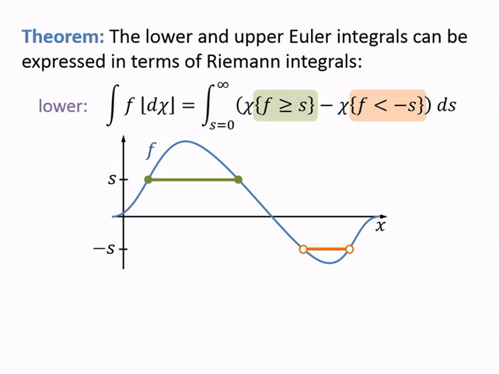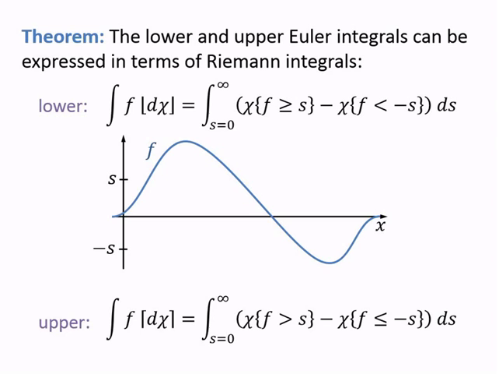And then what is the upper integral? Well, it's almost the same, except I've replaced greater than or equal to with greater than, and less than with less than or equal to. So this is another manifestation of this duality, between greater than or equal and just greater than. So in the upper integral, I have an open interval up here and a closed interval down there. This is a handy formula in practice.